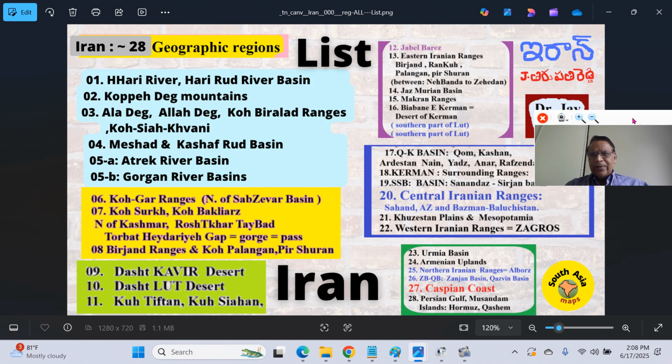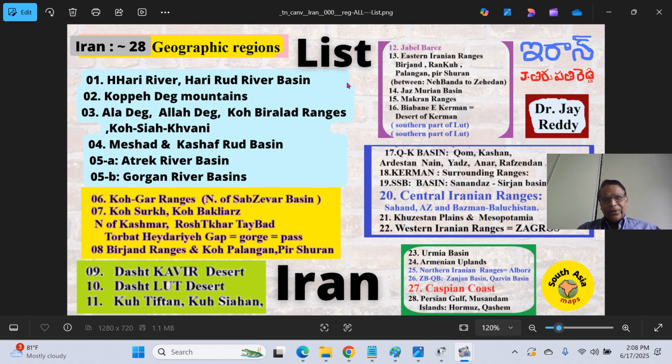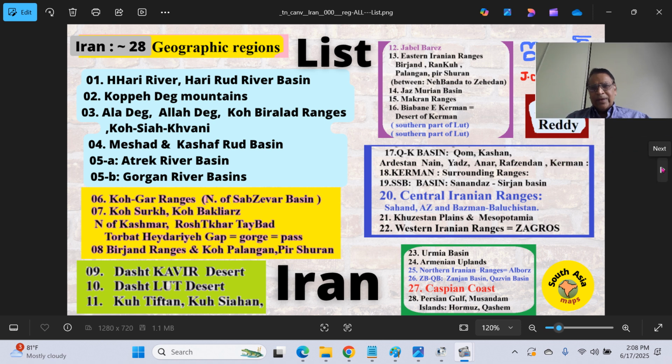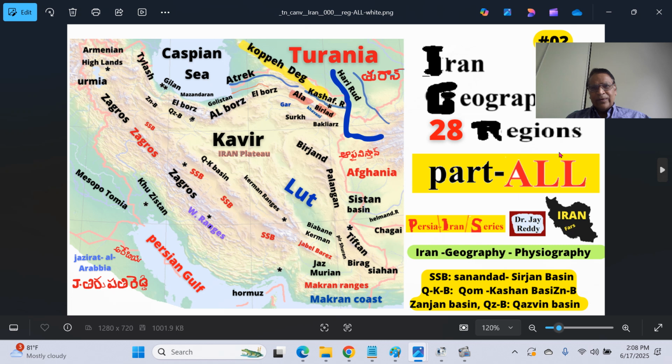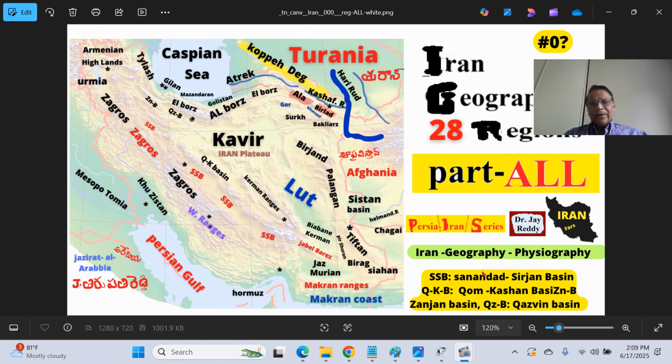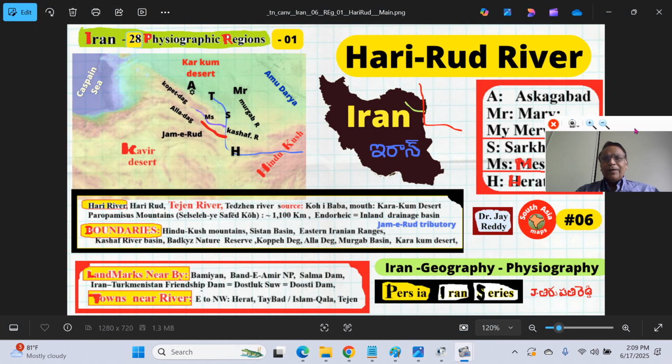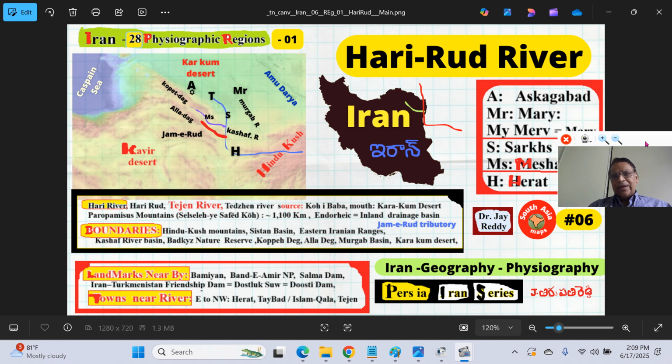Previously, I have discerned around 28 or so physiographic regions of Iran. Here I am listing all of them. I have overviewed them in 4 parts, A, B, C, D before, and if you want to see all these 28 or so physiographic regions in one map, you can look at them here. Today we are taking a particular physiographic region called Harirud River. After this presentation, you will get a good understanding of Harirud River.